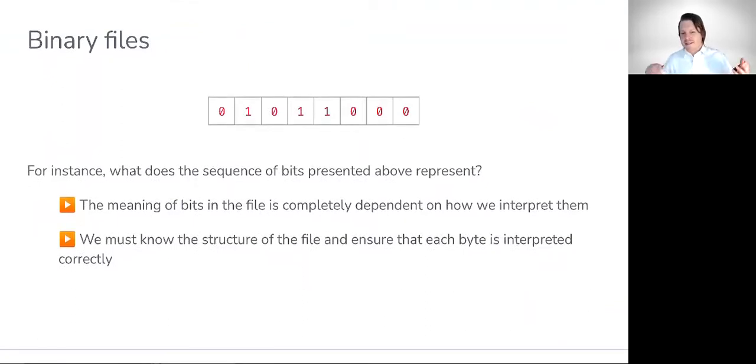So what does this sequence of bits presented above represent? Well, assuming this is in a binary file, the meaning of bits in the file is going to be completely dependent on how we interpret them. We must know the underlying structure of the file and ensure that each byte is interpreted correctly. And this is no different than the memory that's been allocated to our program. We have to be able to go out to addresses and interpret the sequence of bits there according to some sort of base type.